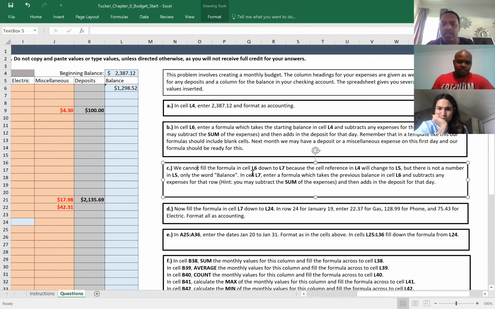Okay, so in L7, enter a formula which takes the previous balance in L6, just right here, and subtracts any expenses for that row. Okay, so that's pretty much the same formula we just used, is that we have to take these values.